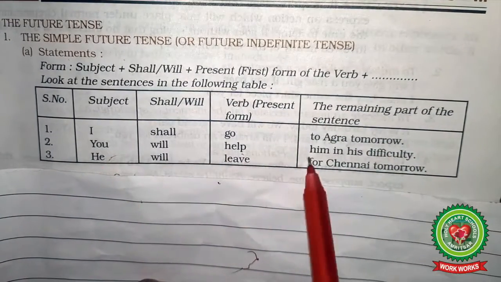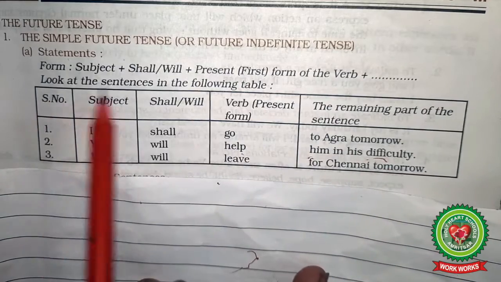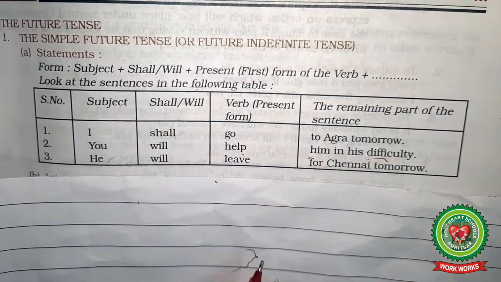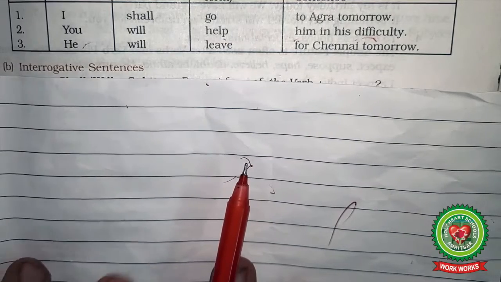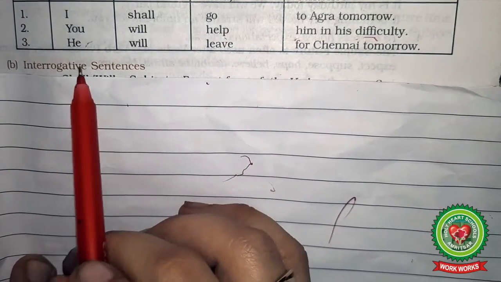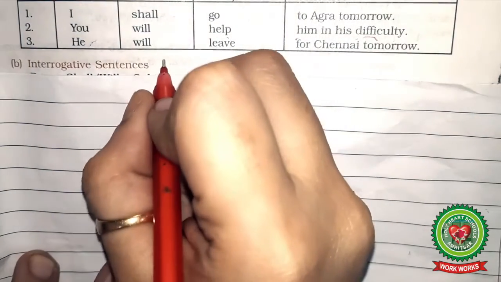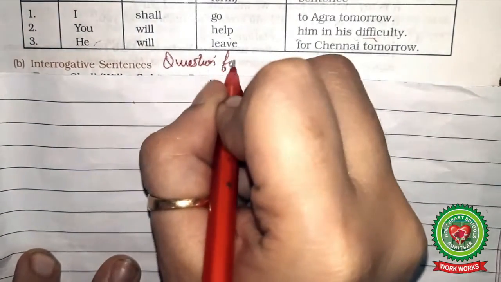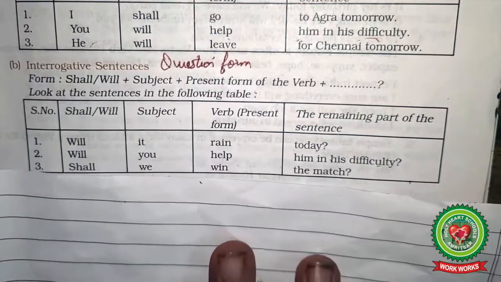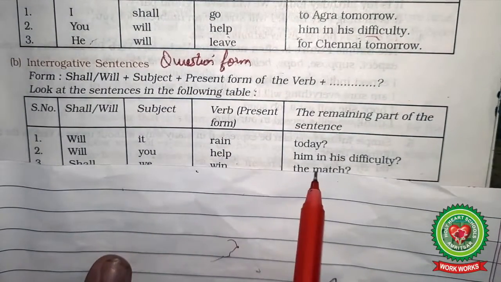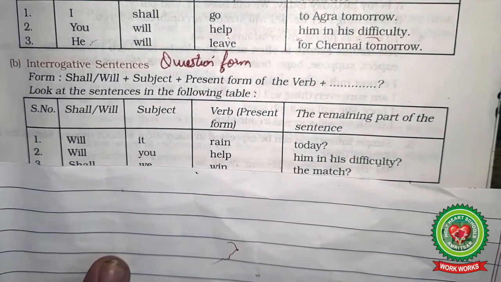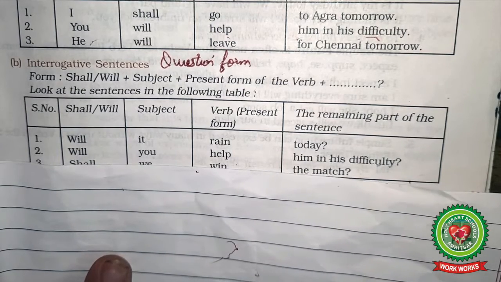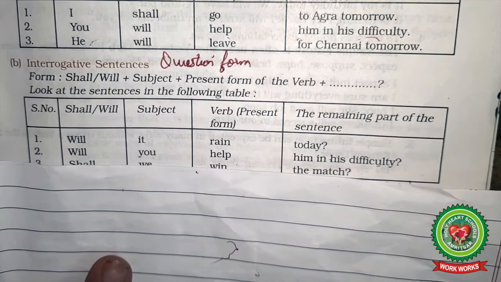Example: you'll help him in his difficulty. You can underline the structure from here. Now coming up next is your interrogative sentences. When I'm talking about interrogative sentences, I'm talking about sentences in question form. See this example: will it rain today? Question mark. When I'm talking about interrogative sentences, I always have to start the sentence with the helping verb.